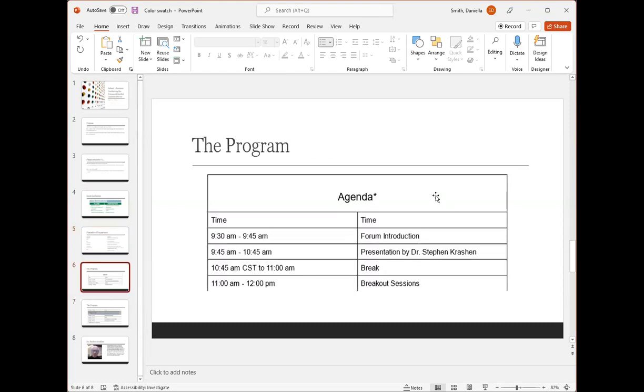So I put up parts of the agenda, which are also at that link that I shared. So 9:30 to 9:45, I'm running my mouth and doing the form introduction. And then at 9:45, Dr. Krashen is supposed to be here with us, and he's going to present.